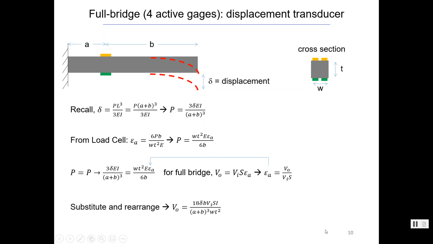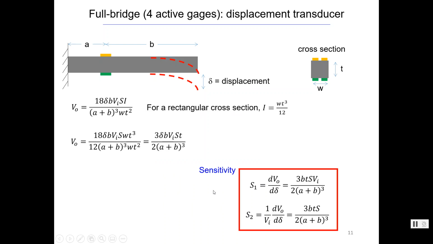But let's get back to this equation here. So we're going to move that up here to the next page. Then we need the moment of inertia for a rectangular cross-section. I think we already gave you that back for the load cell. We substitute that in for this, so we get this, and then we can simplify it down quite a bit to this. So this is our equation for the output voltage based on the displacement, all the dimensions, the input voltage, the gauge factor, all of that.